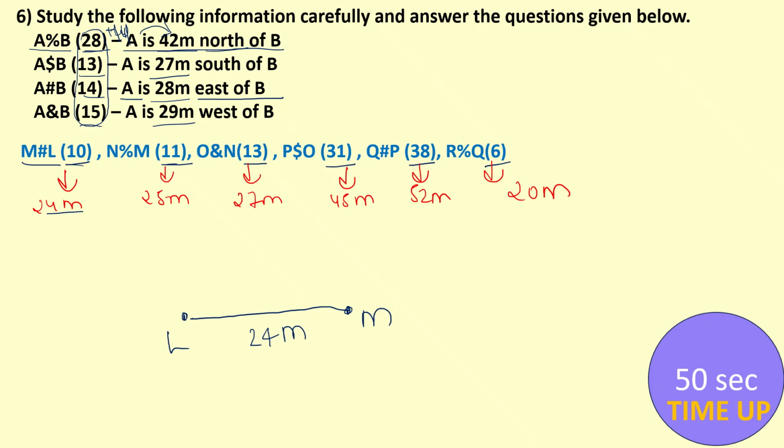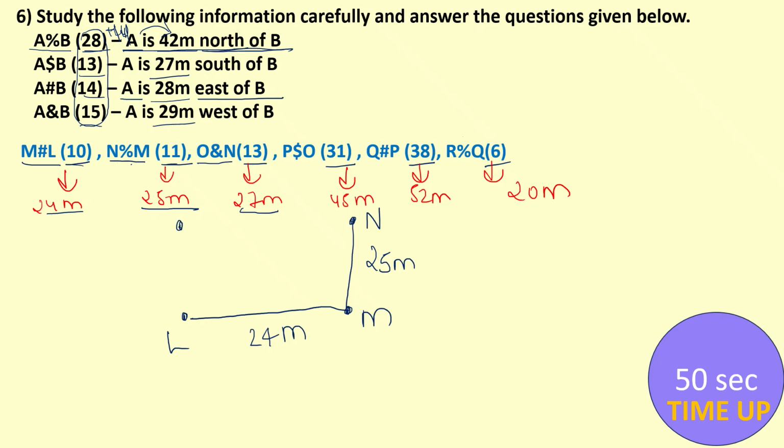Next, N % M is 25 meter. N % M means N is north of M. Correct? N is north of M by 25 meter. Next, Q & N is 27 meter. Q & N means Q is west of N. Q is west of N by 27 meter.